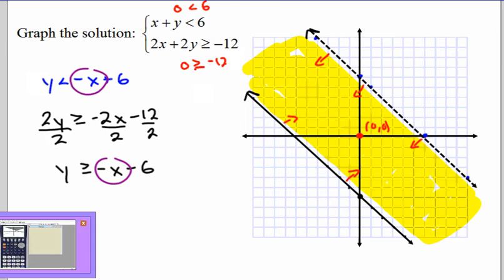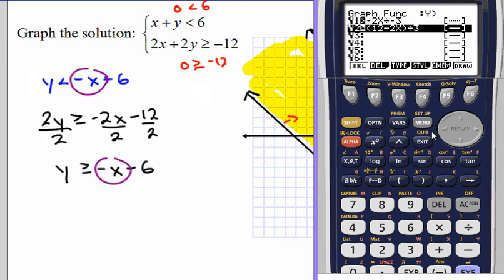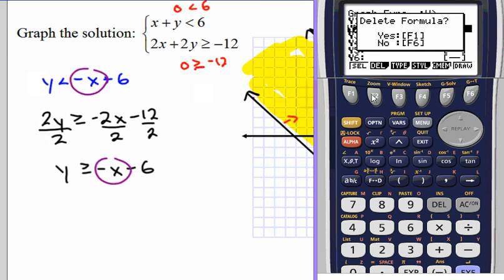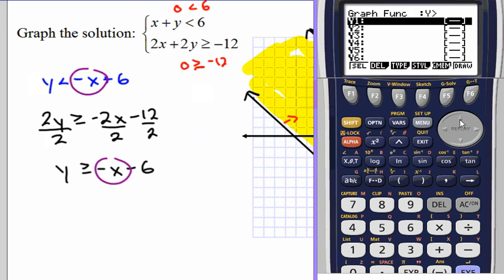All right, let's see if I can graph this one a little bit better. I'll delete these out. And now when I come up here, I'm going to hit type. I'm going to go over here. I want y is less than. So I'm going to hit the y is less than. See how it changed it up there? I'm going to do negative x plus 6.